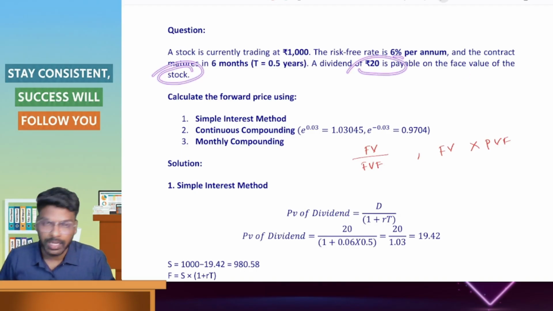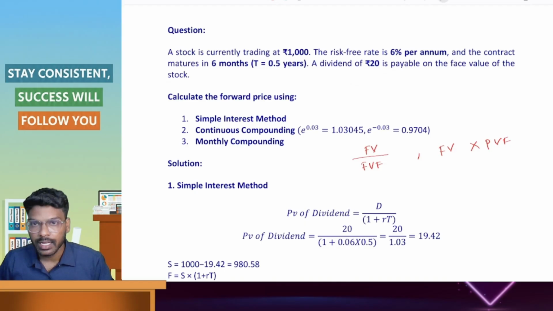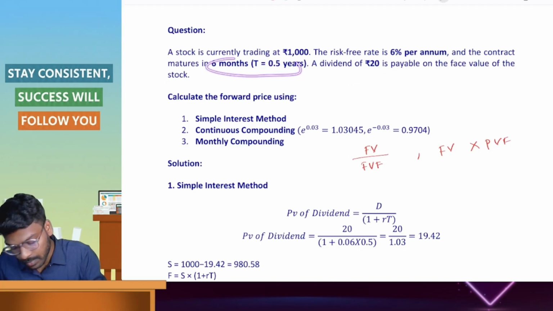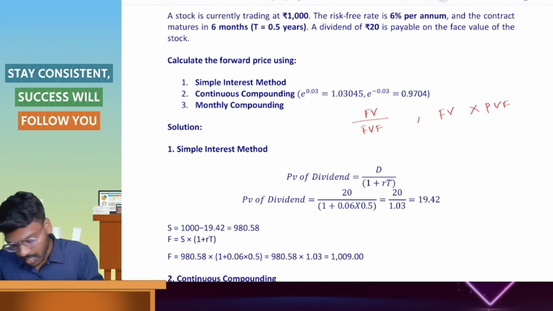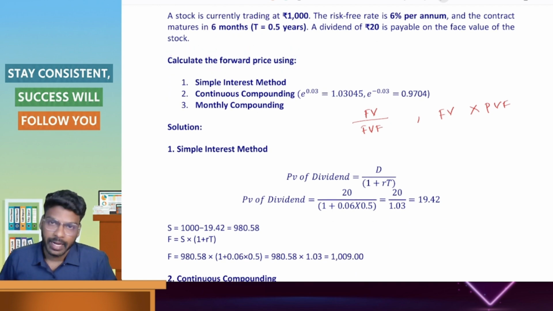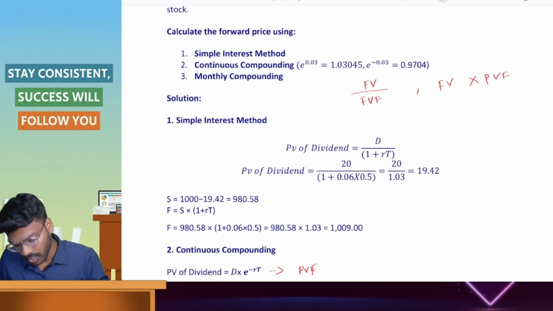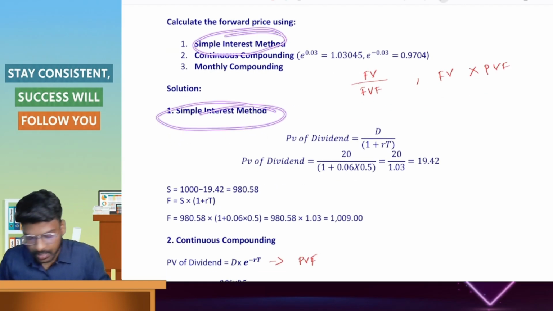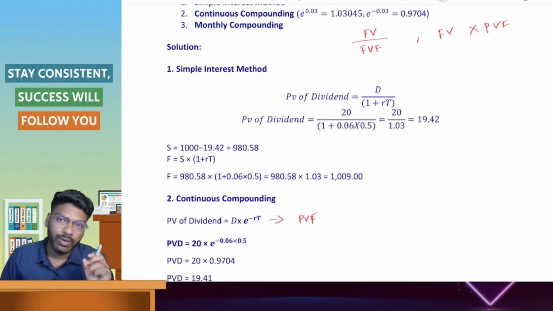Okay, 20 is payable. The time period for dividend payment is not given in the question. We have to assume that it is for a 6-month period. So calculate the forward price or theoretical price using simple interest. First one is the simple interest method. So what do we have to do? First we have to compute the present value of dividend.